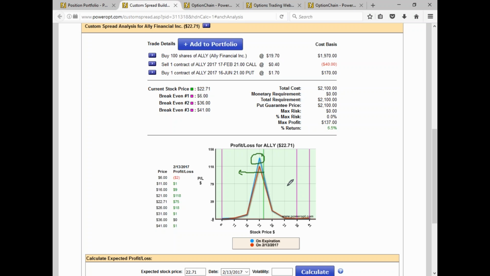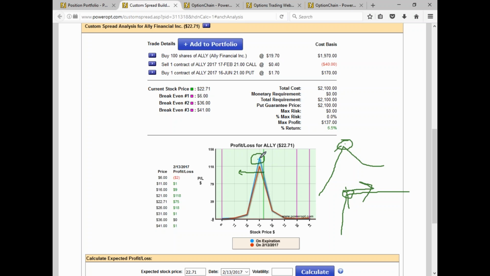You want the stock to end right there. And even if you have a collar that's more pronounced, you want the stock to be right there. On a covered call, you want the stock to be right there or above. So that's neutral to bullish in a covered call. But on these collars, I want the stock to be right there. I want it to be stagnant. And if it falls, well, then the call expires.